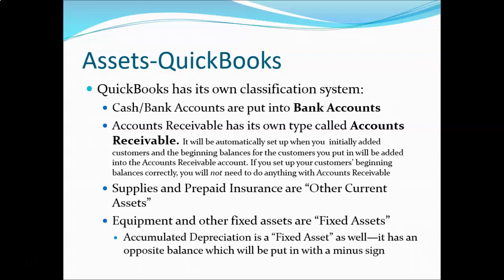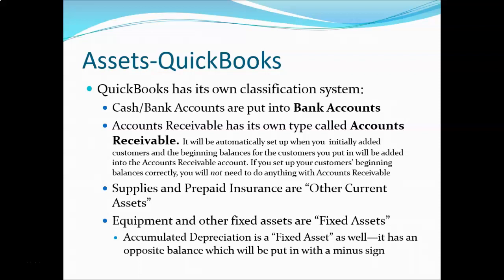Supplies and prepaid insurance, these are other current asset types in QuickBooks. That's what you want to call them. Equipment and other fixed assets are called fixed asset types in QuickBooks, and accumulated depreciation is a contra asset, but they don't have a type called contra asset in QuickBooks. So you'll also put it in as fixed asset.